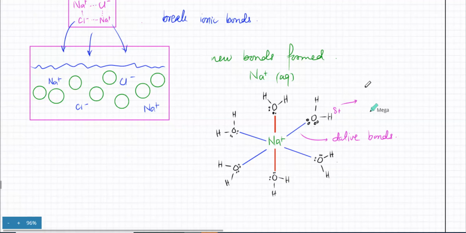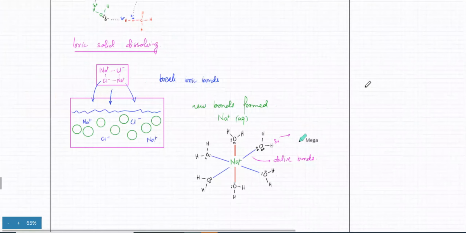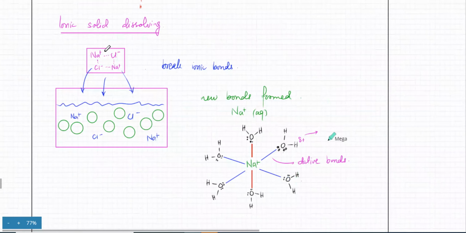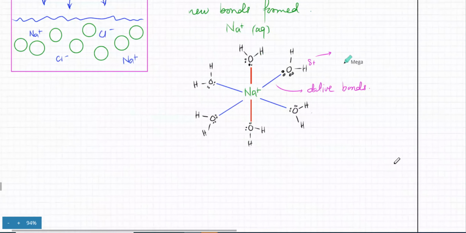Is this clear? Yes, sir. So coming back, the point was that if you have an ionic solid dissolving, I just wanted to show you that both processes are involved. You're breaking the ionic lattice, you're breaking the ionic bonds, and then new bonds are formed with water molecules. The ions are not just randomly floating around, they're actually bonded to water molecules. This is known as a complex ion. Na plus 1 aqueous in reality is Na with 6 water molecules attached to it.